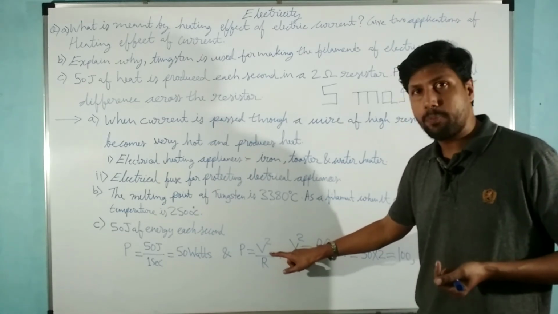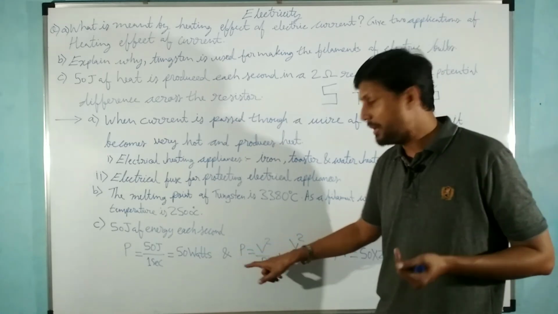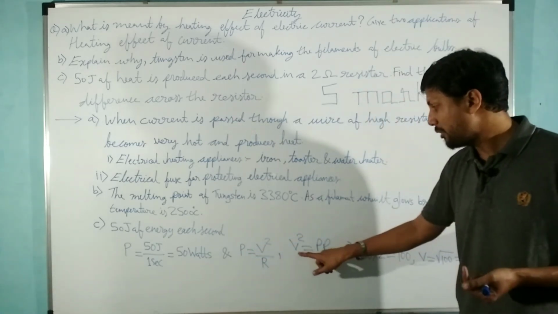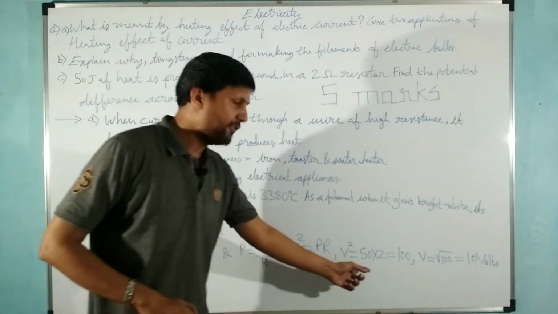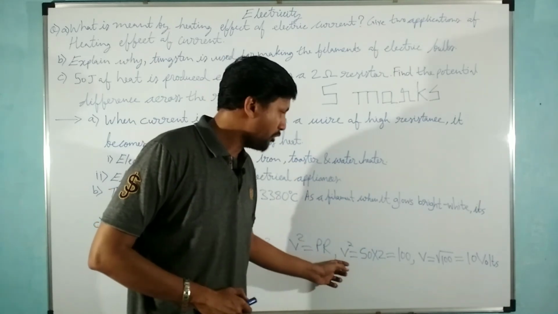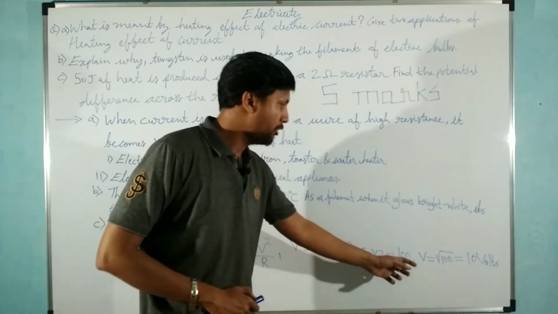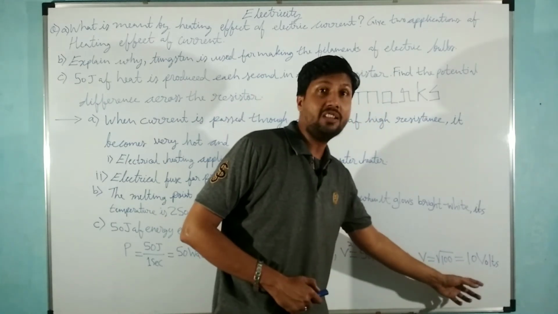So we have to find out the potential difference. R will go to the other side with the multiplication sign. So V square is equal to P into R. P is 50 watts and resistance is 2 ohms. So V square will be equal to 100. So root of 100 will be 10. And so the potential difference will be 10 volts.